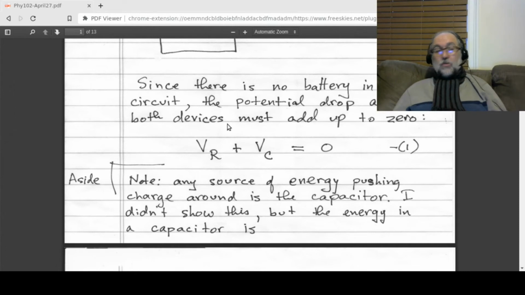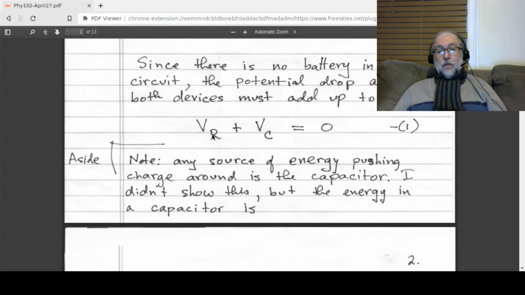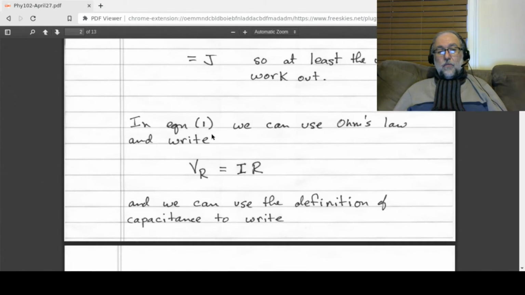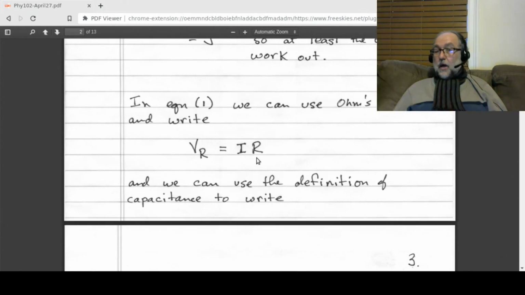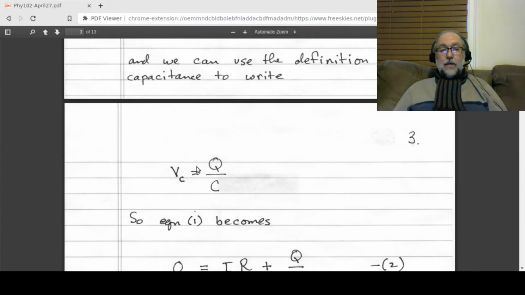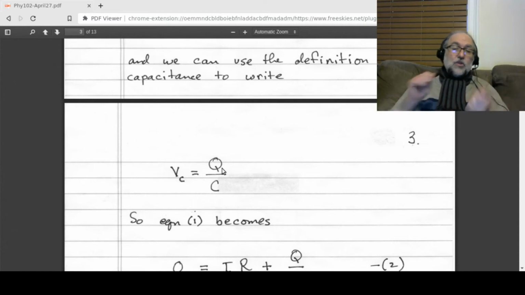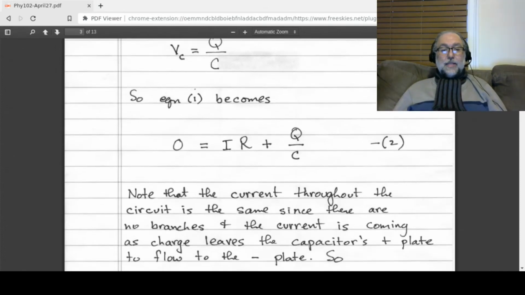And do they change over time? Sure they do, because VR, the voltage across the resistor, changes as IR, and I changes over time. And does the potential across the capacitor, VC, change over time? Sure, because the charge of the capacitor changes over time. So both of those potentials are changing, but they're changing in such a way that one compensates for the other. And that's exactly what this equation is saying here.